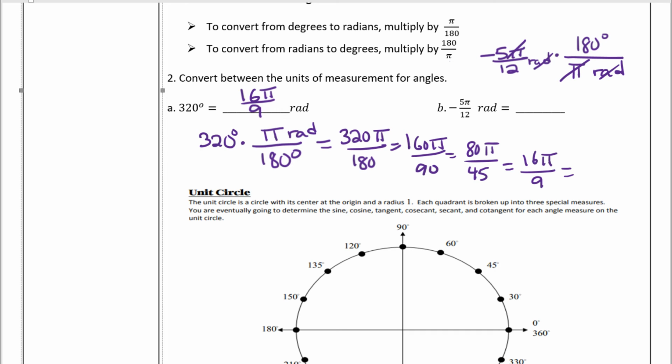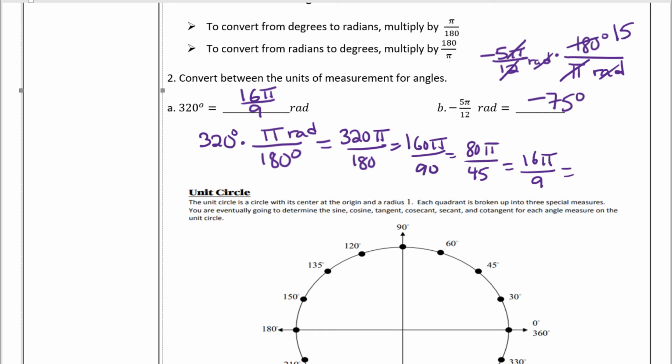So 180 divided by 12 is 15. 15 times 5 is negative 75. So this will be negative 75 degrees. All right, and that's your final answer.